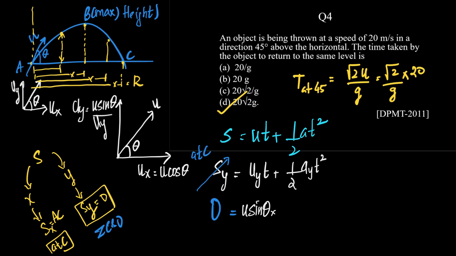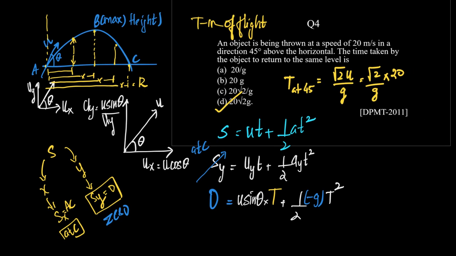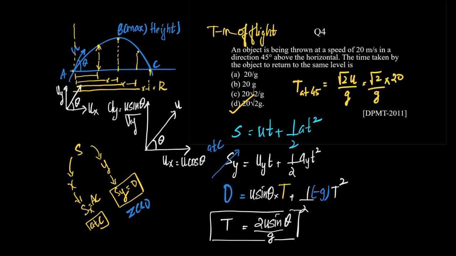And what is t? If here we denote it as capital T, which is the time of flight, plus half into ay. We know that ay is minus g into T square. So what do we get? The expression for T is equal to 2u sine theta upon g. Okay, so that's about the time of flight.